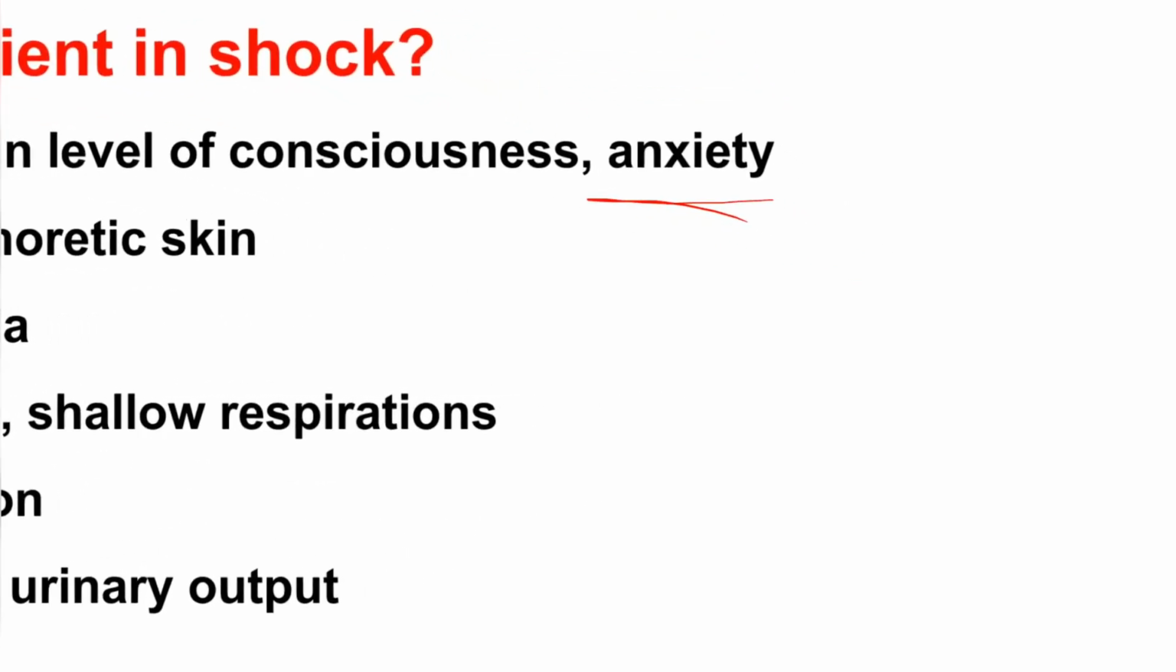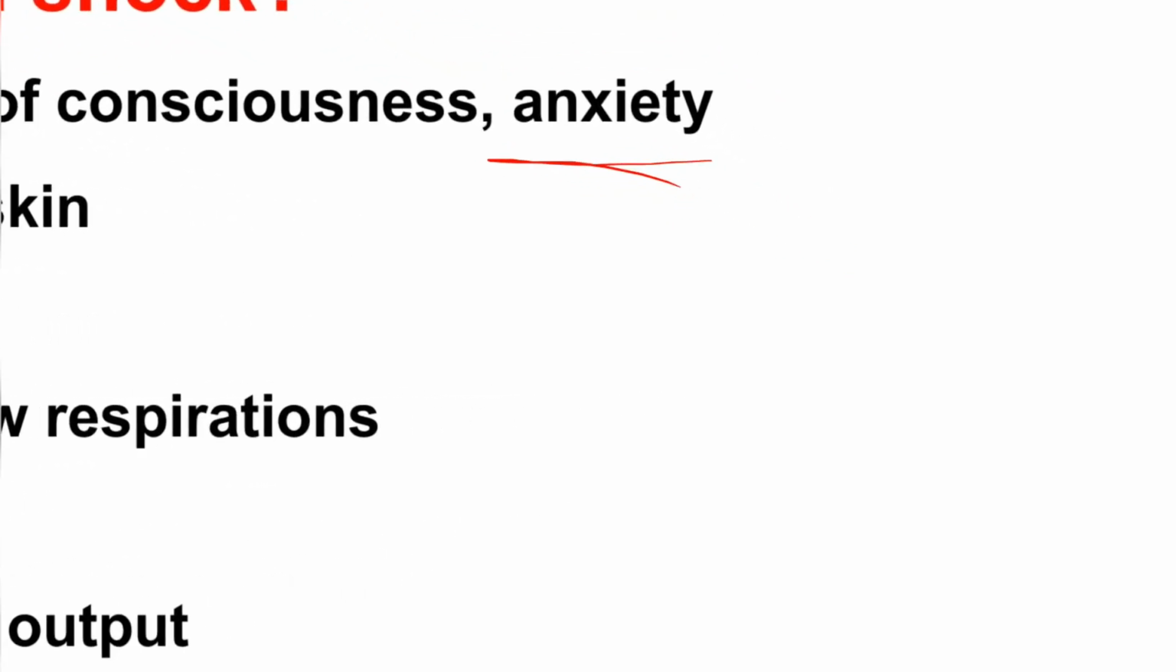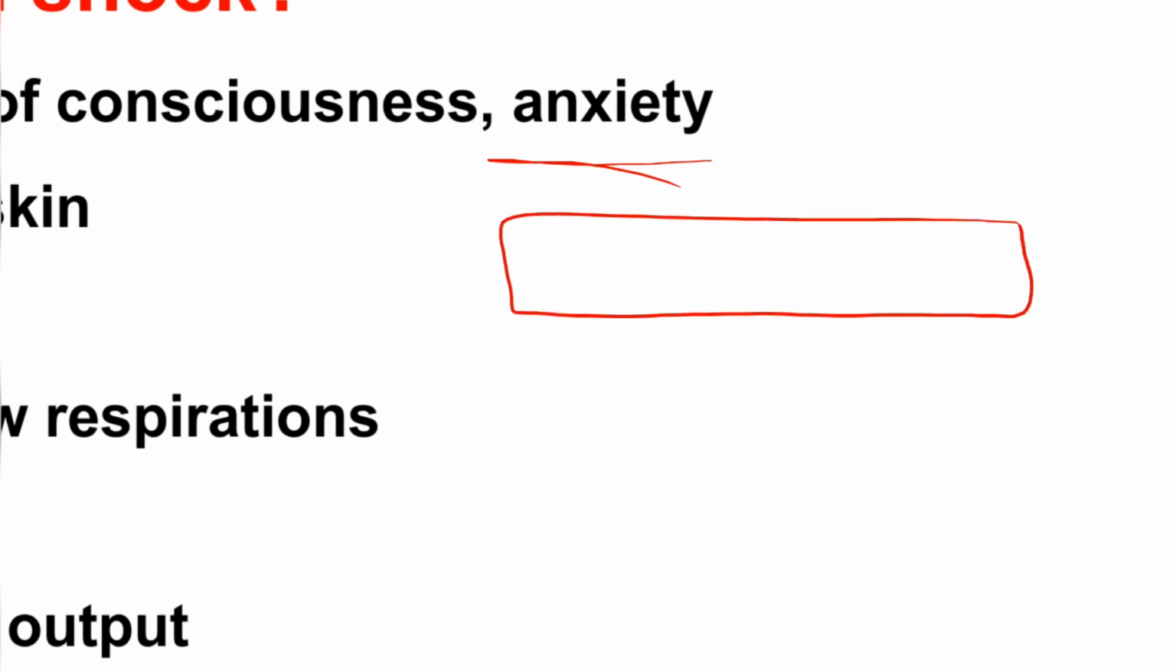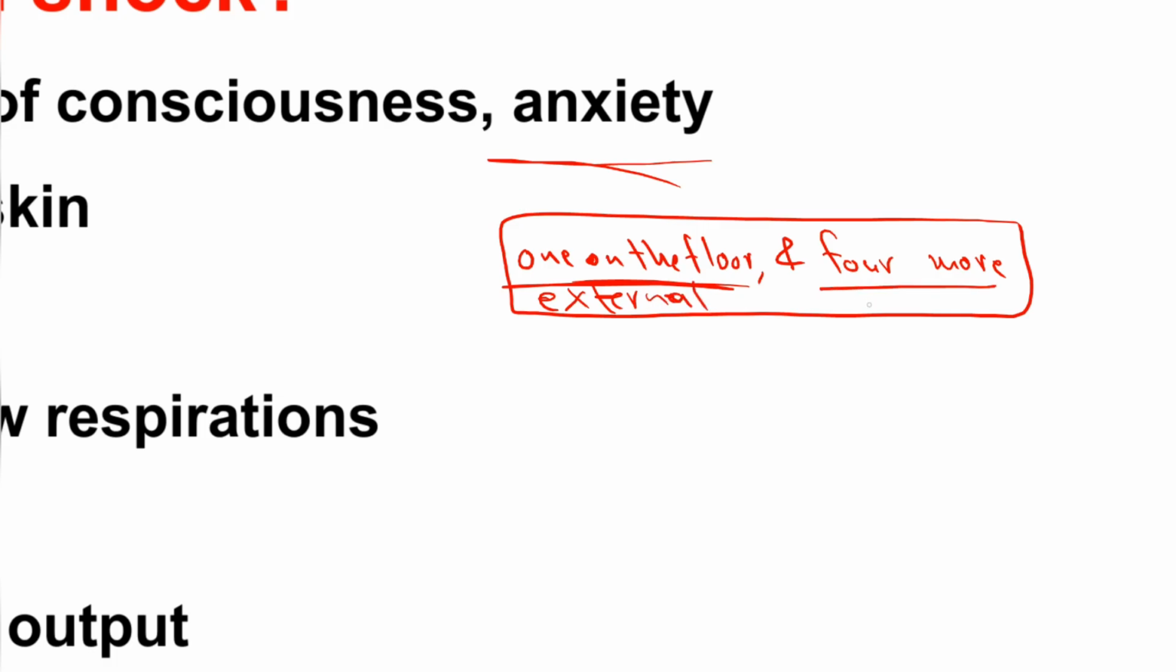What are the possible sites of bleeding? There is a quotation, always don't forget this: one on the floor and four more. It means that you are searching for bleeding during trauma. One on the floor means external, and four more means four internal bleeding sites.